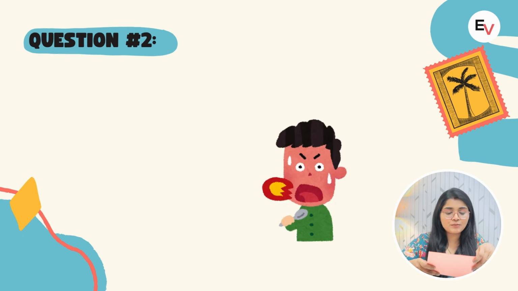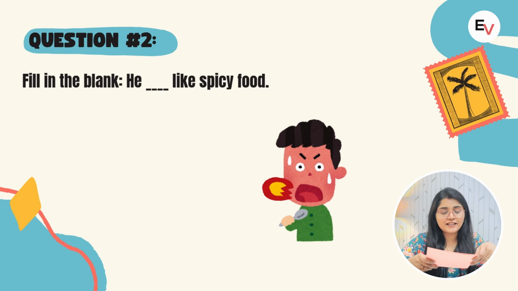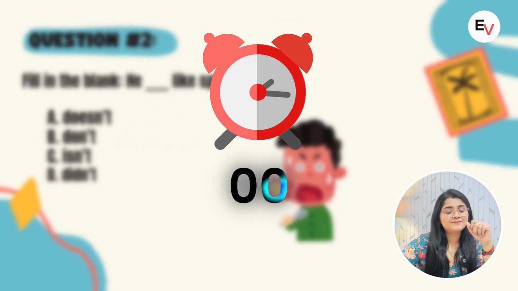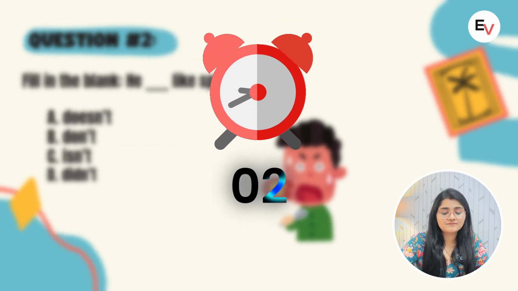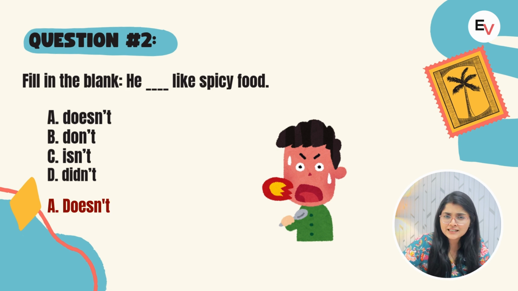Moving on to question number 2. Fill in the blank. He dash like spicy food. And your options are doesn't, don't, isn't, didn't. And your time starts now. And the correct answer is doesn't. He doesn't like spicy food. Do you like spicy food? Do let me know in the comments below.